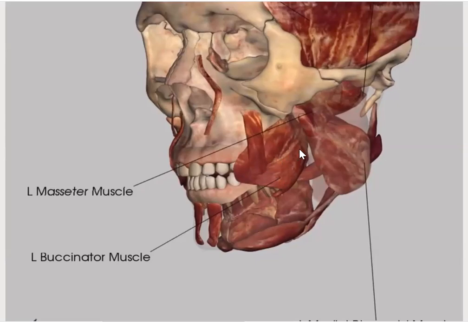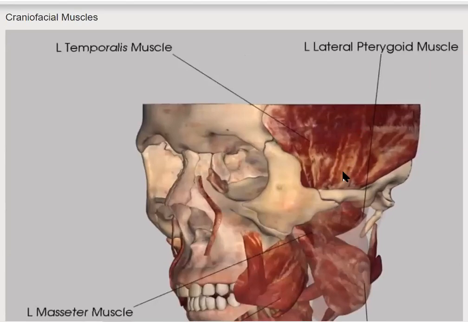So one way to distinguish these two muscles is their different orientation. The masseter is running up and down, kind of vertically oriented, and the buccinator is going to be more horizontally oriented, as we can see here. And then we can see a bit of the temporalis over here as well.